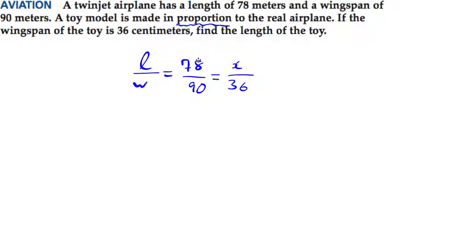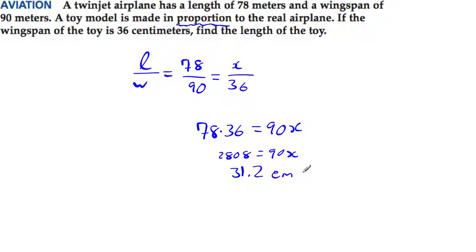So yet again, what we can do is cross multiply. We can say that 78 times 36 is equal to 90 times x. So if we divide that by 90, we're going to have our answer. Well, 78 times 36 is 2808. And so we can divide this by 90 to get 31.2 centimeters. And it's centimeters because that's what the wingspan is. So this is meters to centimeters.